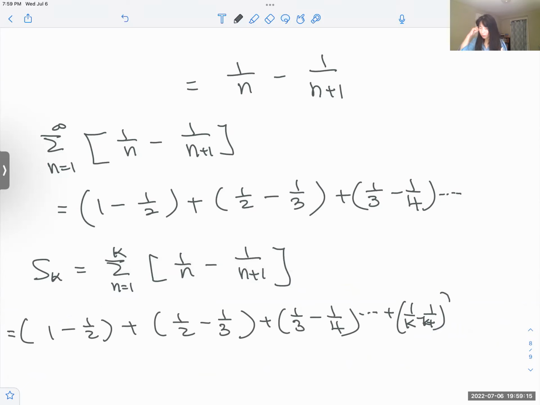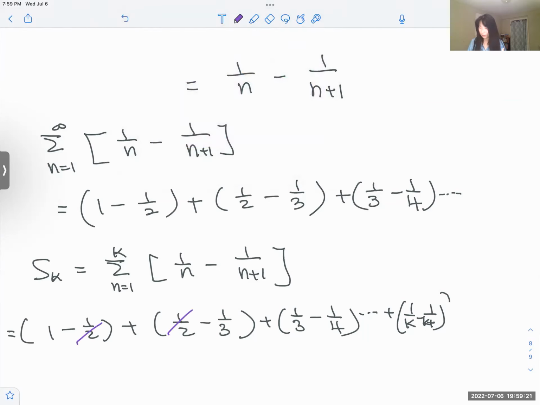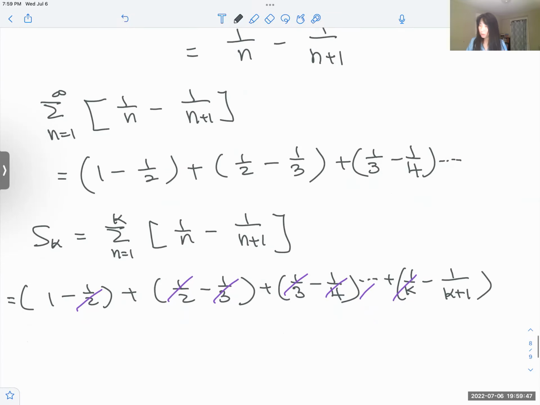Okay, then look, we can simplify here. 0, right? So we simplify everything until 1 over k, right? Then what's the remainder? The remaining are only the first term and the last term, right? So this will be 1 minus 1 over k plus 1.